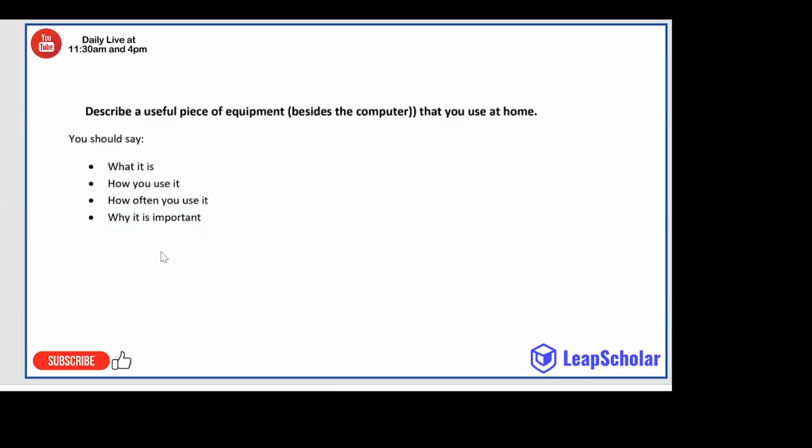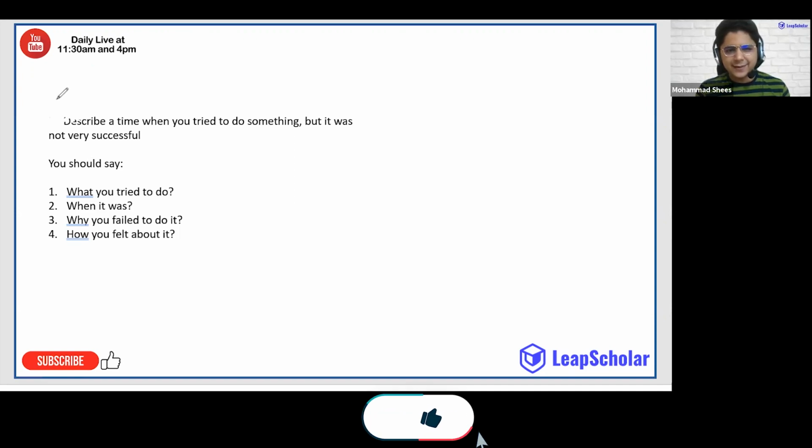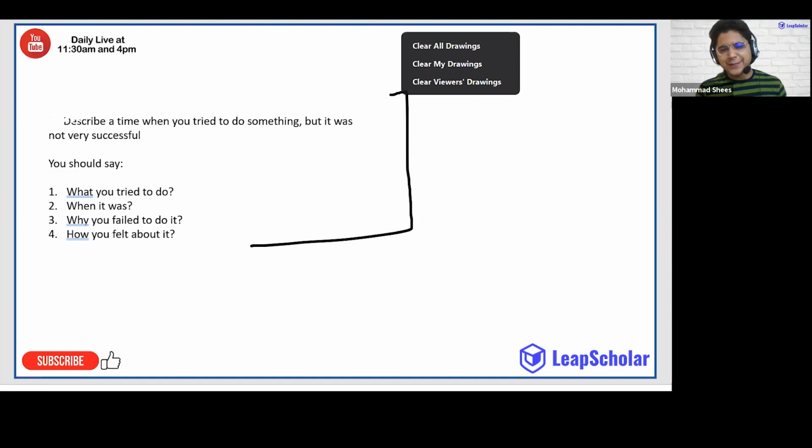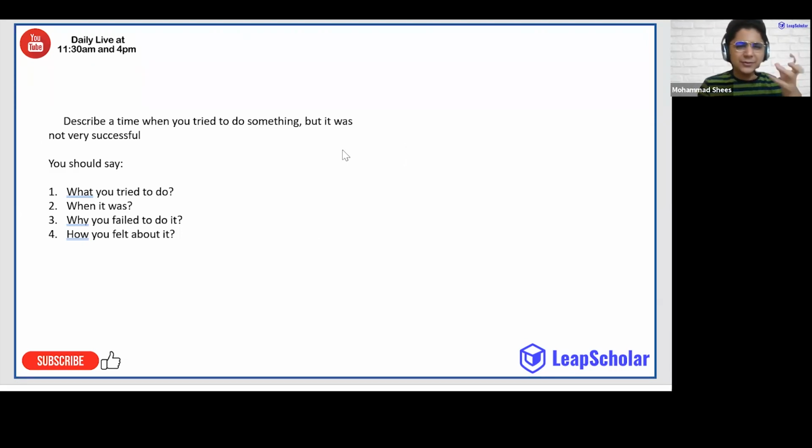All right. Describe a useful piece of equipment beside your computer. Maybe you would want to talk about the mobile phone that you always keep beside your computer whenever you are seated in front of it. The last one is where you tried to do something, but you were not very successful with that particular thing. Maybe you would want to talk about a struggle here. So what I mean to say is that these are around 30 cue cards that I have given you that were recently asked. Record yourself on them. Gain the momentum, gain the flow. It would really help you ace your IELTS speaking.